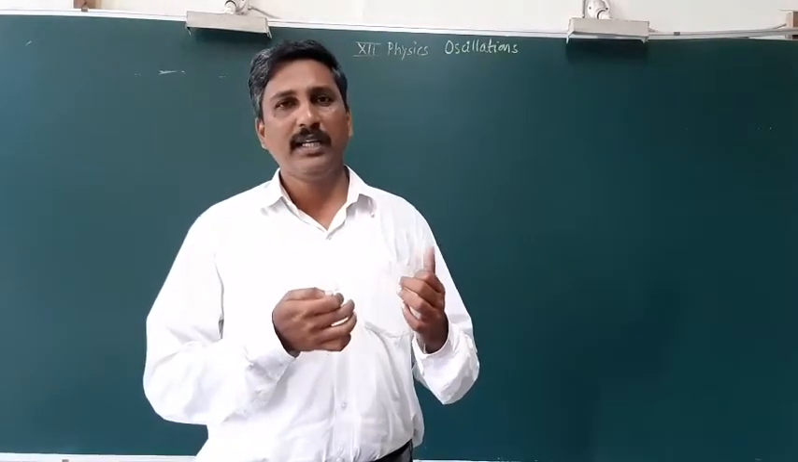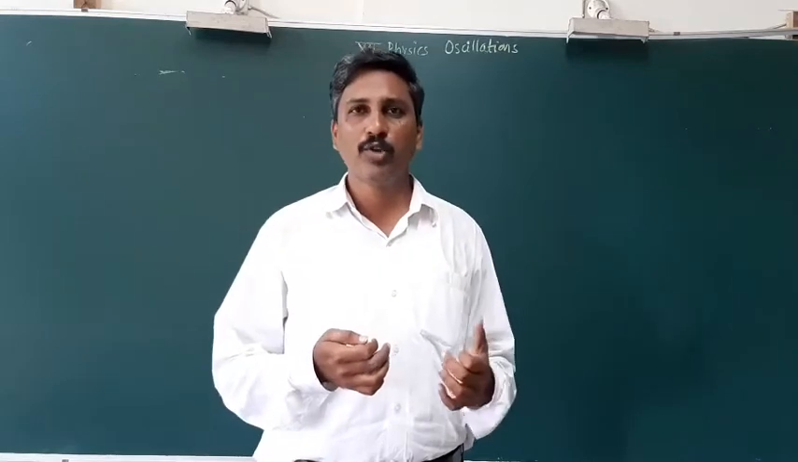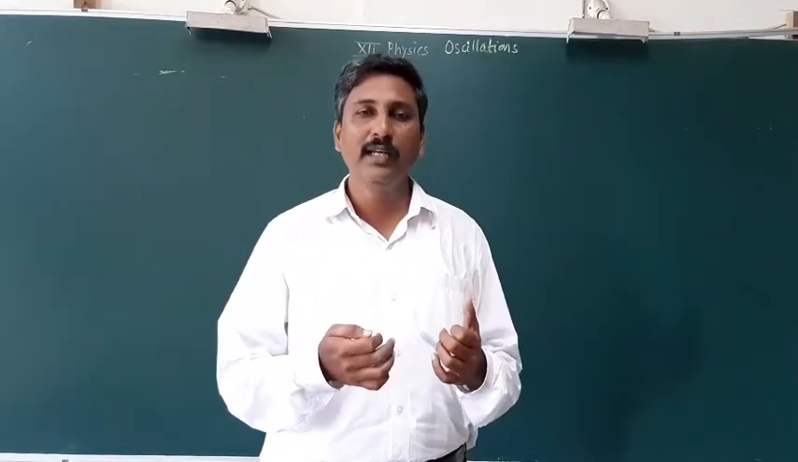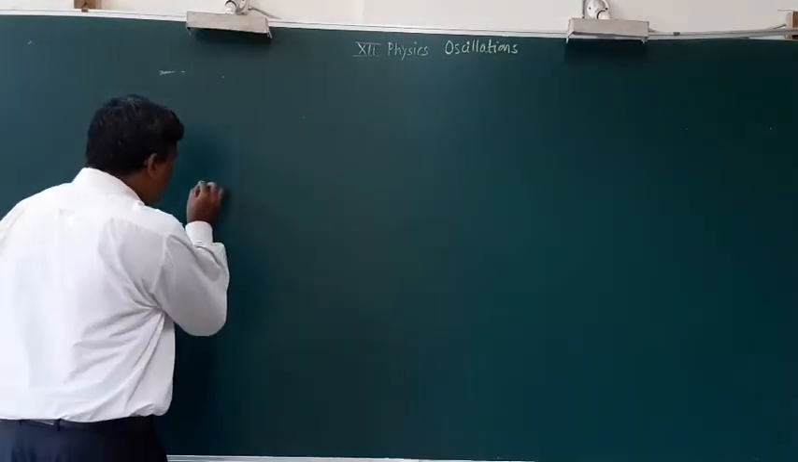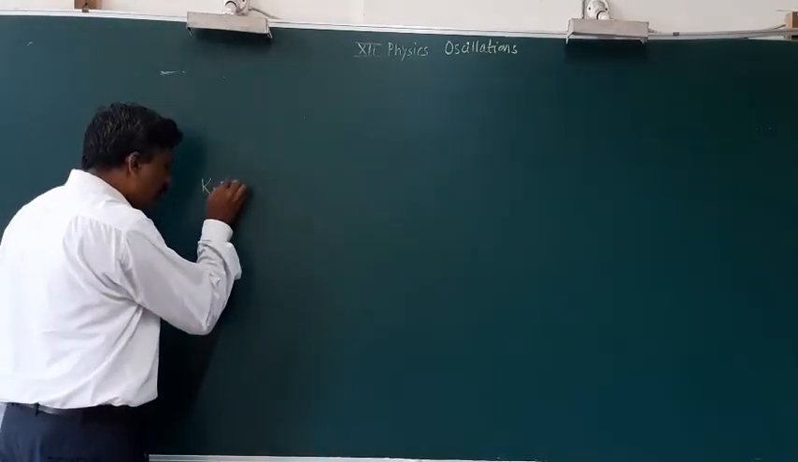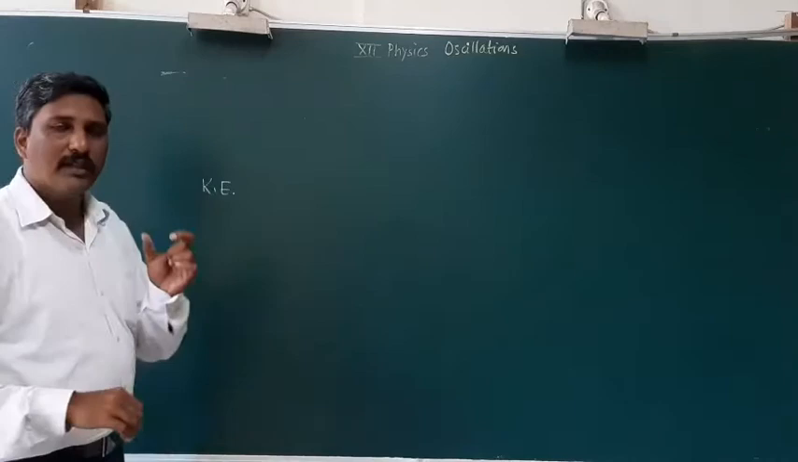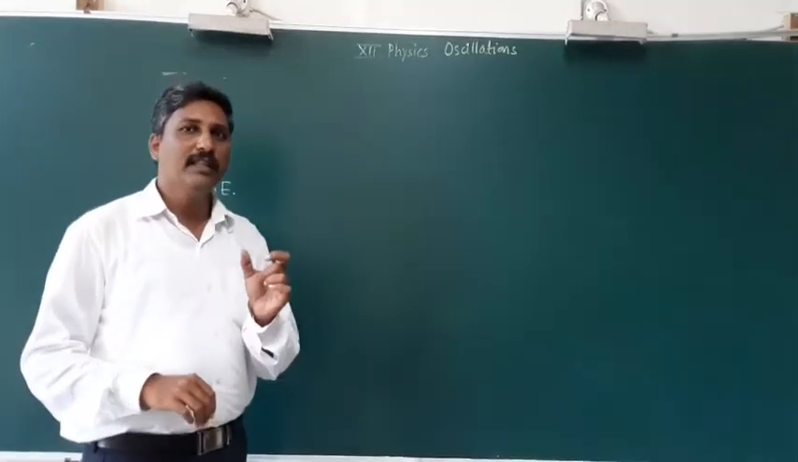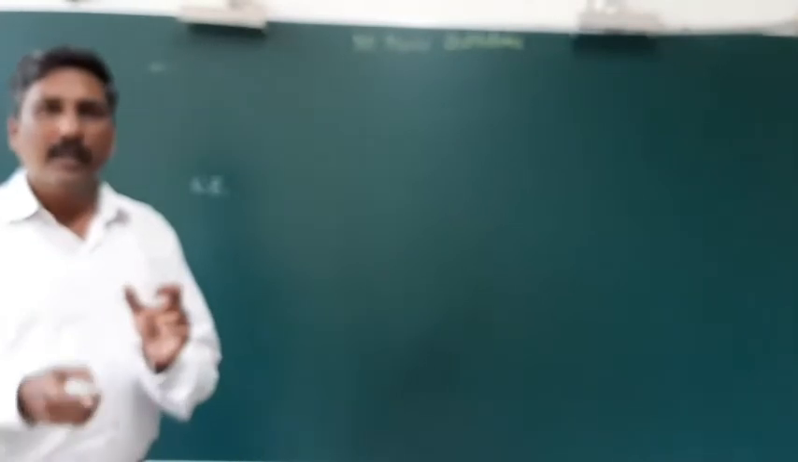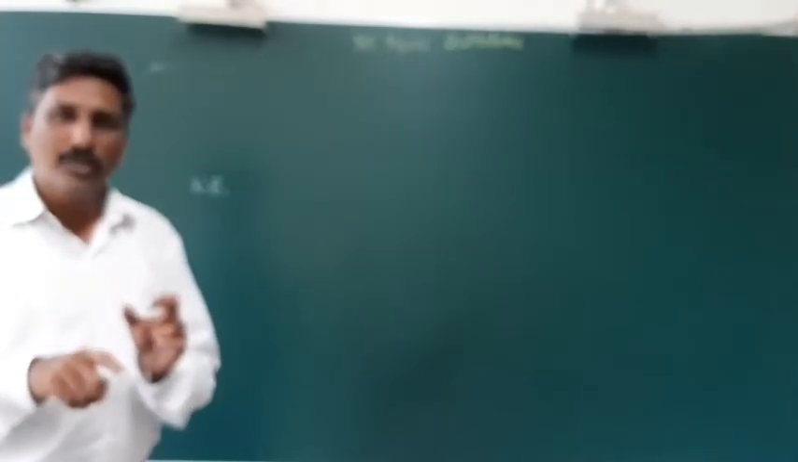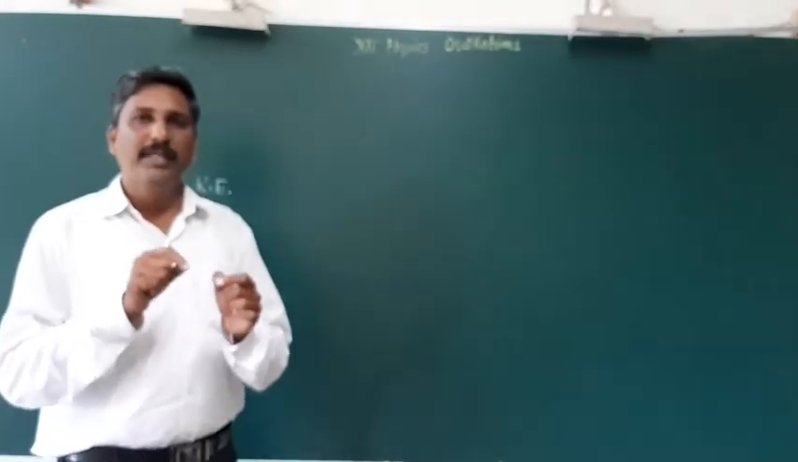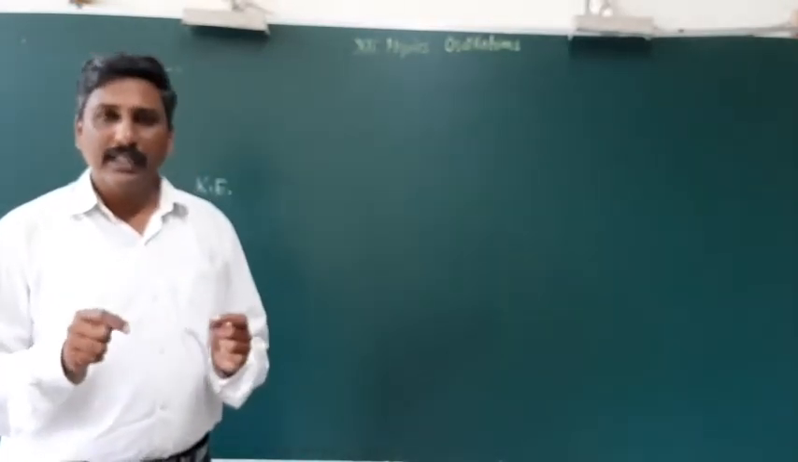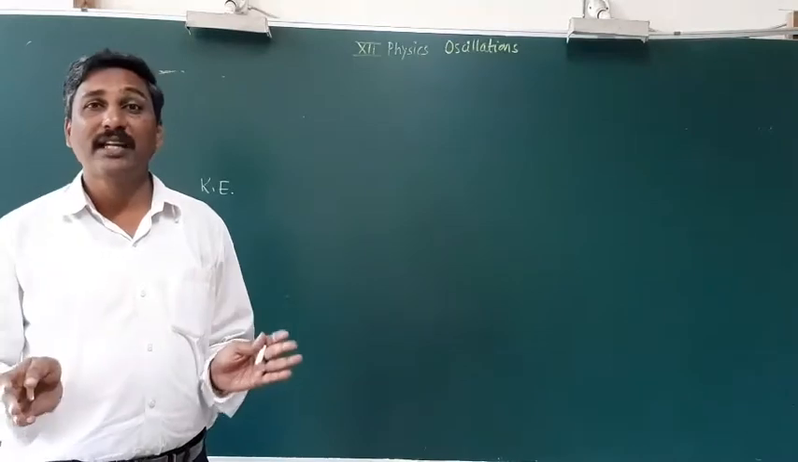When you say the particle has a speed, the particle is in motion, which means the particle definitely has some kind of kinetic energy. Is this kinetic energy constant at every place? The question is like this: is the kinetic energy the same at the mean position and at the extreme position, or is it different at the mean and extreme positions?